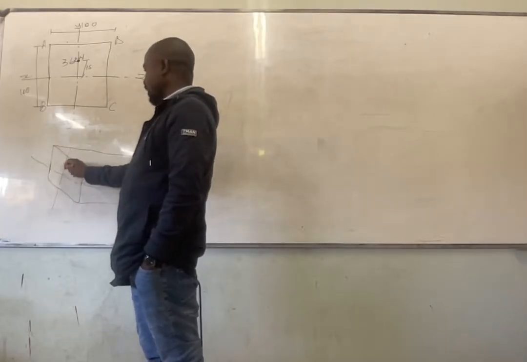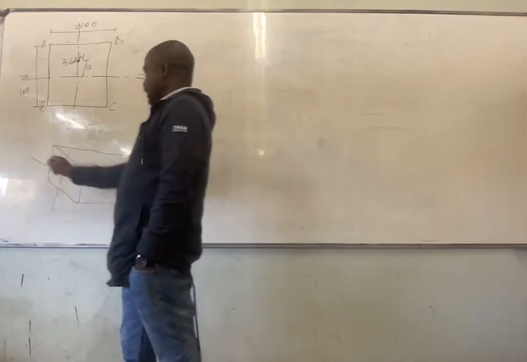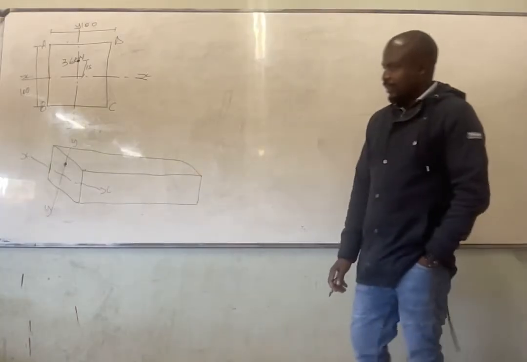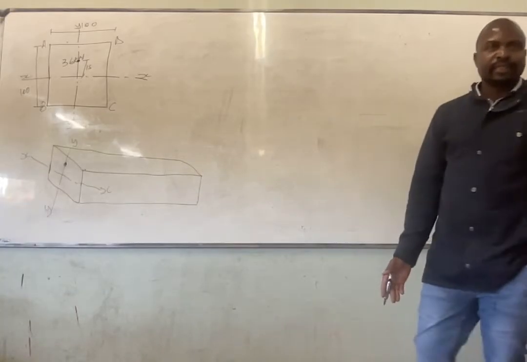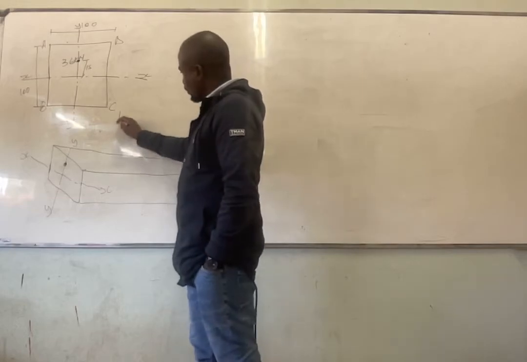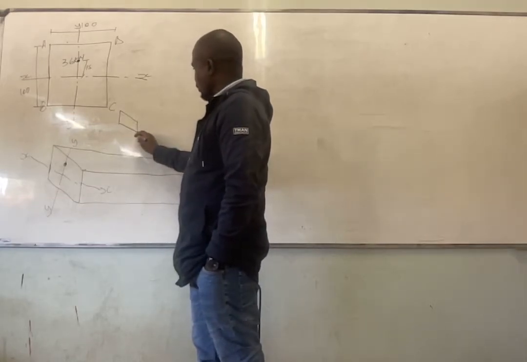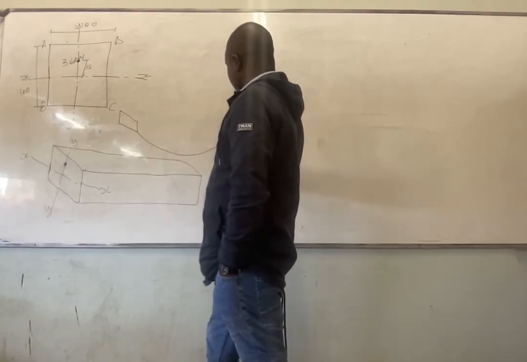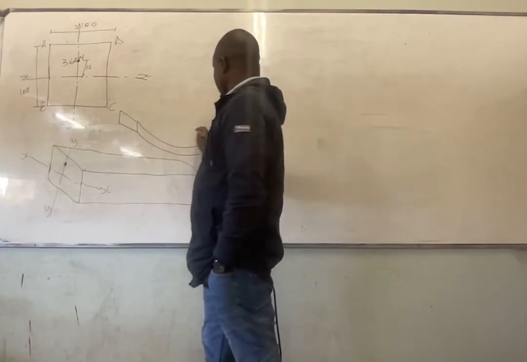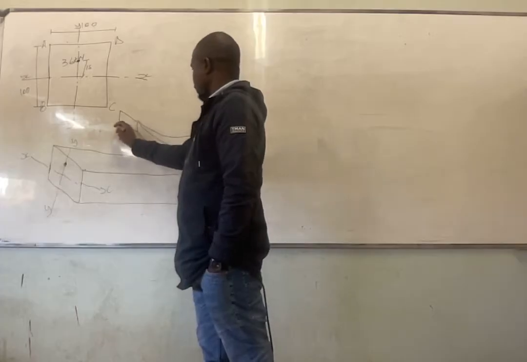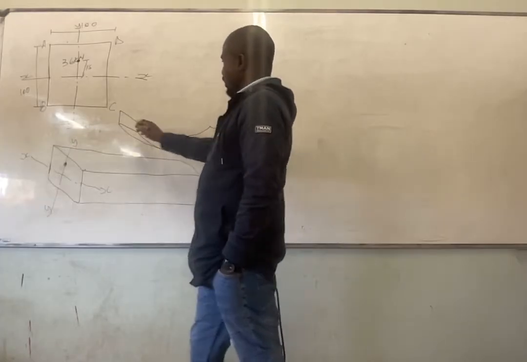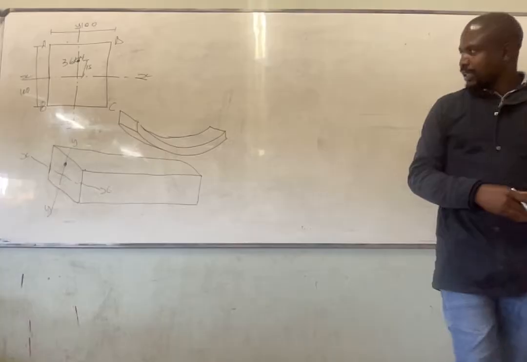We have applied the force there, right? This is X, that is X, this is Y, this is Y. Which axis is it going to bend about? X axis, ne? Meaning at the end it's going to bend something like that.